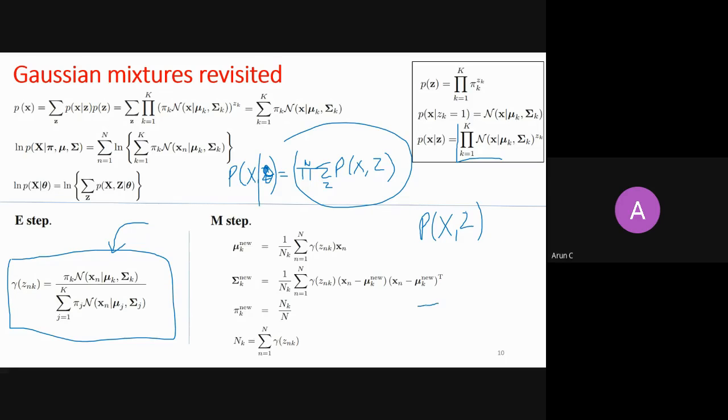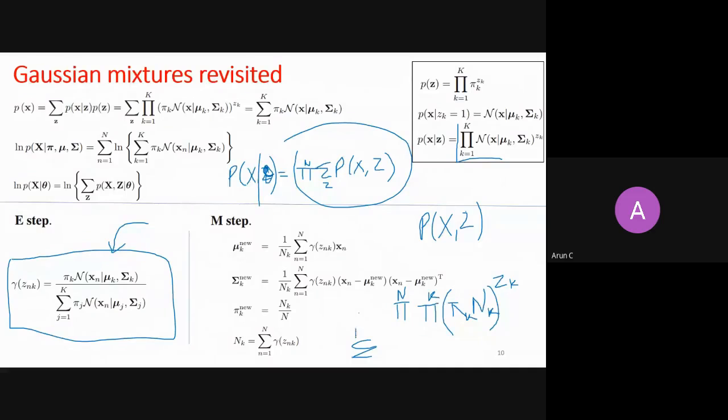So it is a product over k, then it was pi k multiplied by the normal, and you just add the exponent z k. So this is pi k N k, right? This was the giant probability of x comma z for one sample, and for all samples you do this. If you take a log of this giant probability, what will you get?